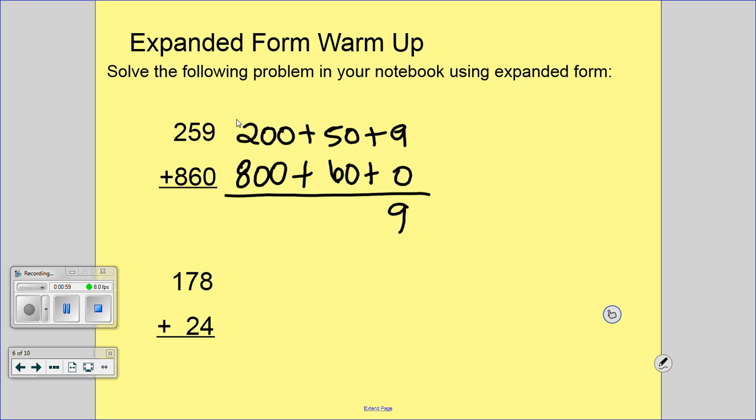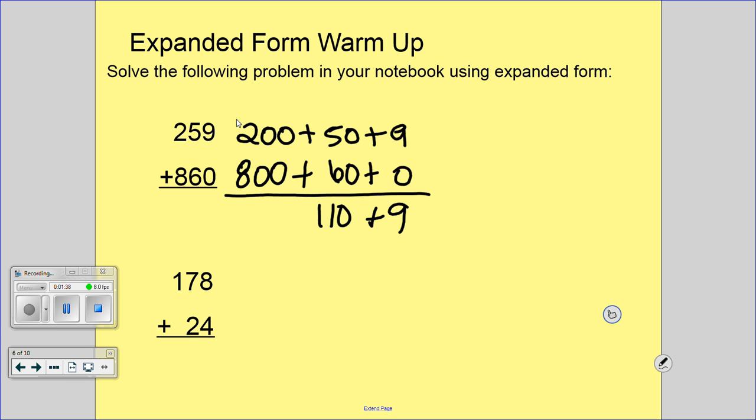All right. Move over to my tens. 50 plus 60. What is 50 plus 60? If you know your doubles, this should be a pretty easy one for you. Doubles plus 1. Sure. Aiden, what is 50 plus 60? 110. Can I put 110 in my tens place? No, I need to trade.